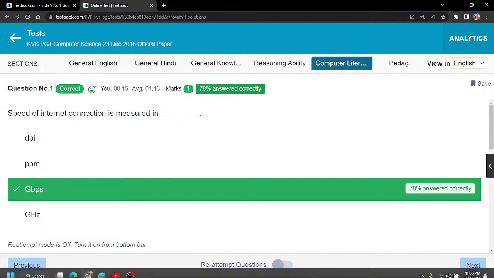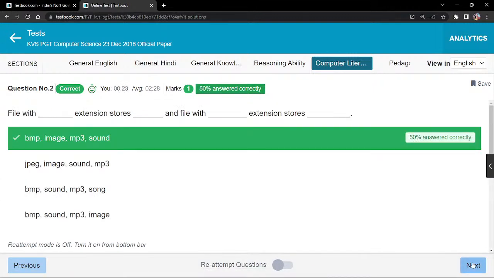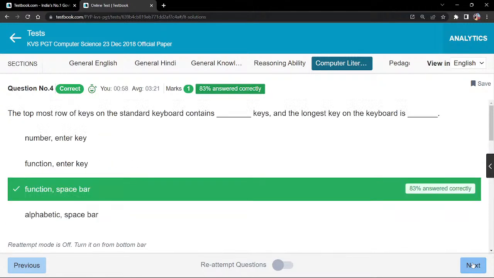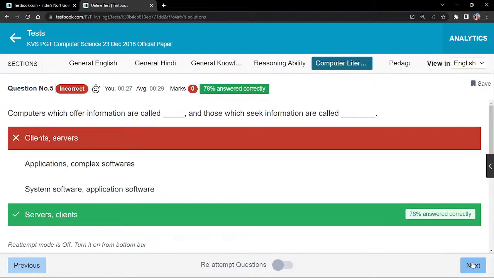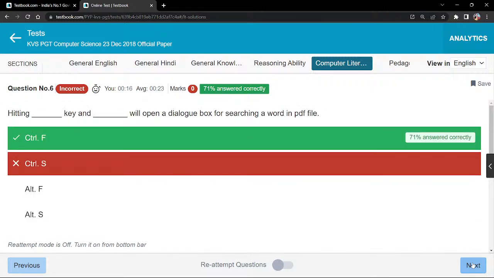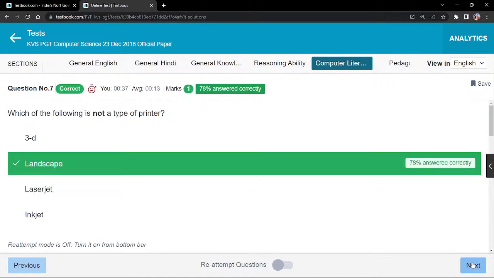Speed of internet is in bps. File, PPM, image, MP3 and sound. The topmost row keys are function keys and the spacebar is the longest key. So computers which offer information are called servers and those which seek information are called clients. Control key and F will open the search dialog in a PDF. Landscape is not a type of printer.